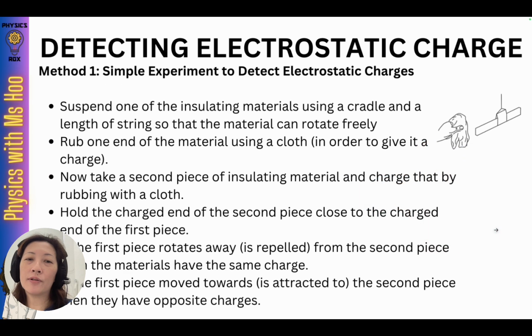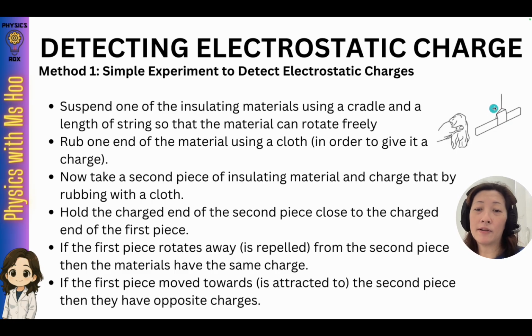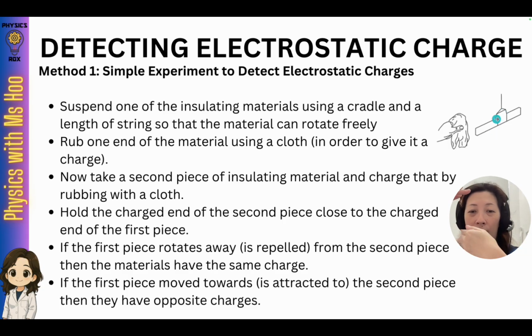Now let's go into how to detect electrostatic charges. There are two methods which we're going to learn. The first method is a really simple experiment. What you do is you suspend one of the insulating materials using a cradle. So you can even try this at home. Use a piece of paper to just make a simple cradle like this. Place a plastic ruler here and suspend it using a string. For example, you can just hold it up or tie it to an object in order for the material to be able to freely rotate.